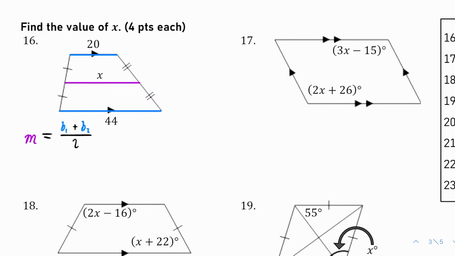So when I fill that in, the mid-segment is x. That's what I'm looking for. (20 plus 44 all over 2). 20 plus 44 is 64. And 64 over 2 is 32.